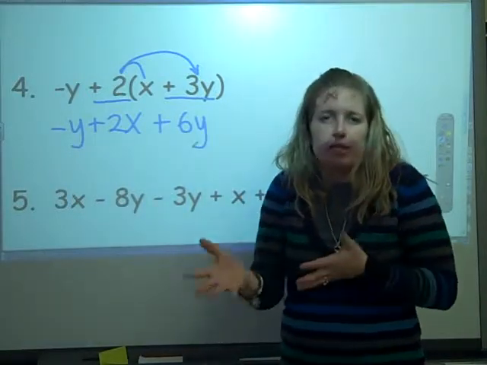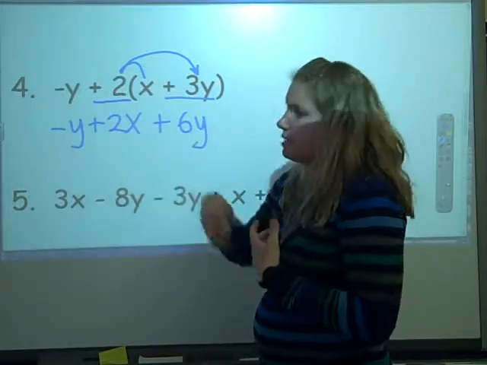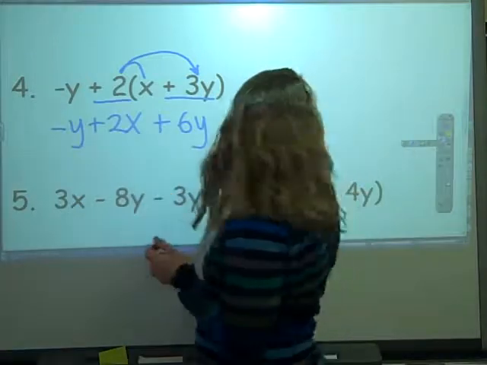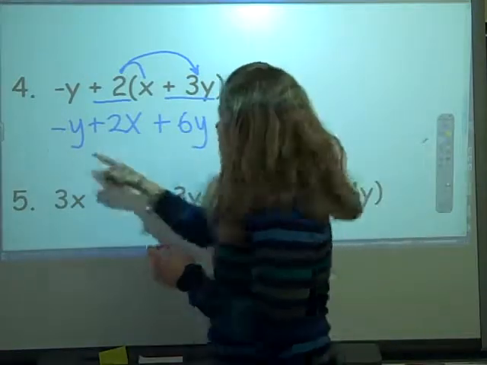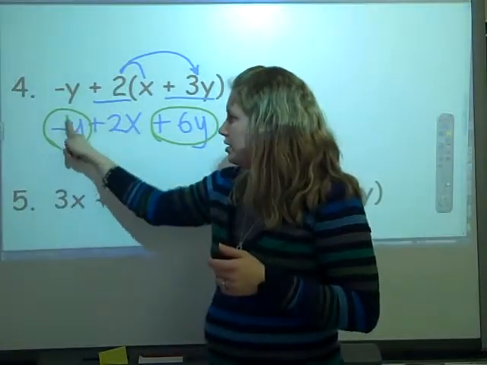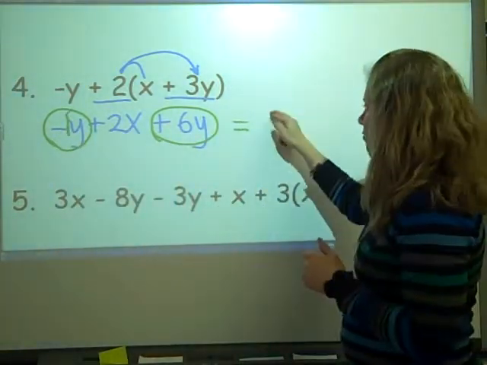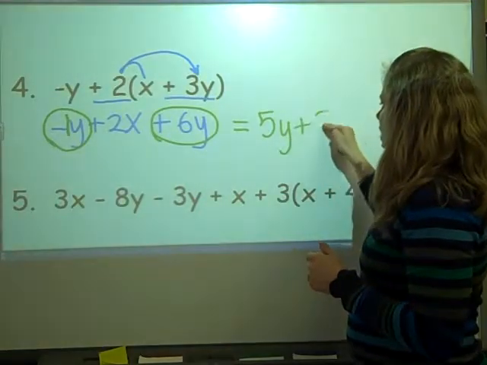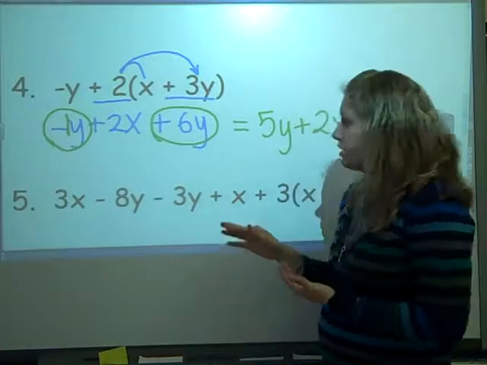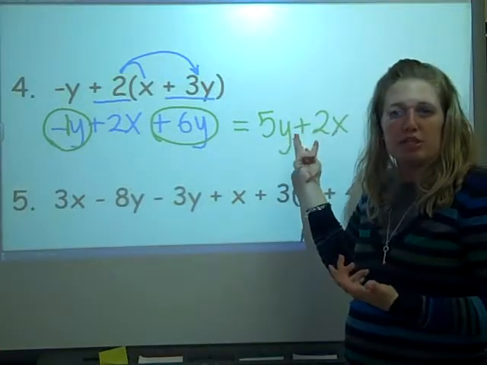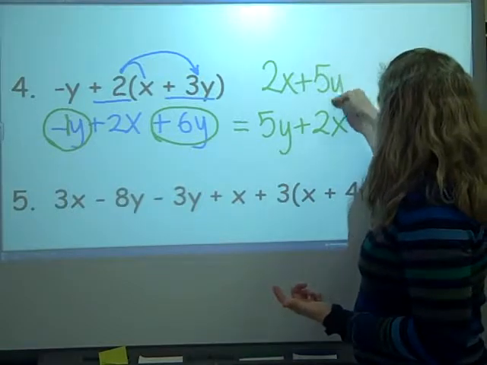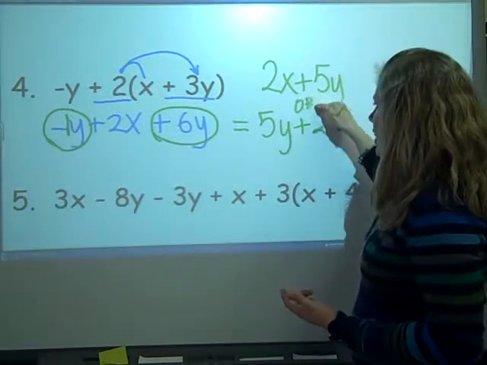Now I see if I have any like terms. Okay, x doesn't have anybody to go with, but the y's can go together. Negative y plus 6y, this is a negative 1, plus 6 would be 5y, plus 2x. You could also write 2x plus 5y. It does not make a difference because of the commutative property of addition. So either answer is okay.